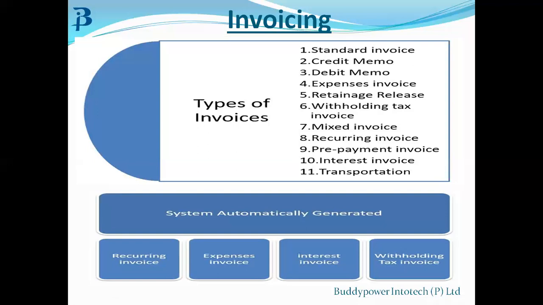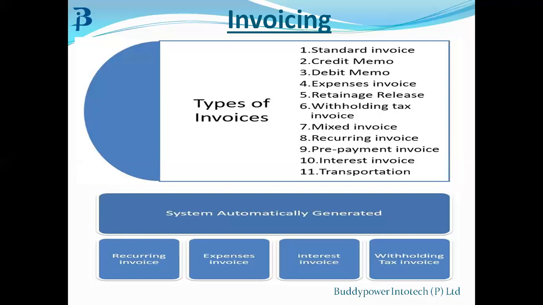Usually the system will automatically create a withholding tax invoice. You may be required to withhold tax from your supplier invoices and pay it to a tax authority on behalf of the supplier. So you will set a withholding tax option on the supplier's setup page, under the manage tax reporting and withholding tax options.